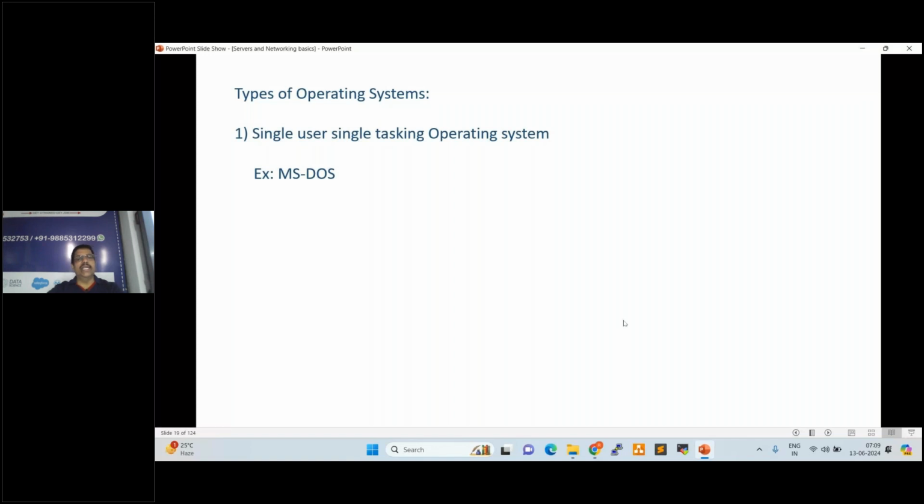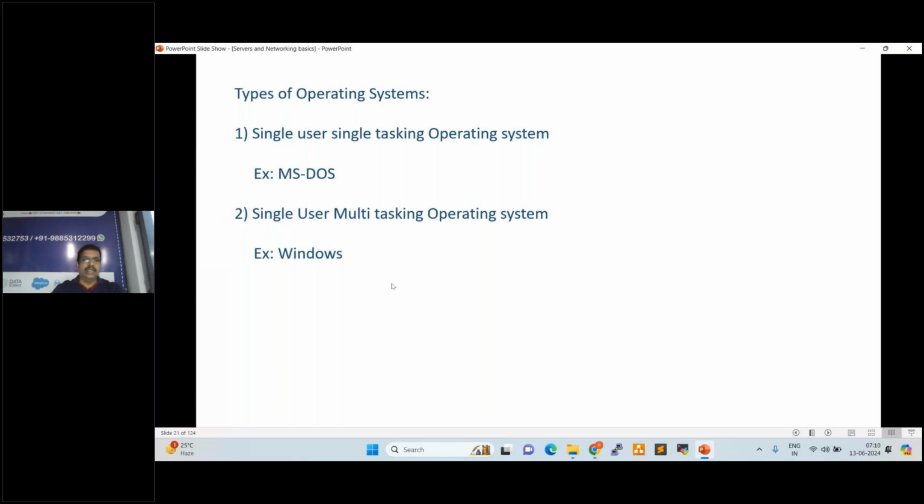The second one is a single-user, multitasking operating system. In this type, one user can log into the system and can perform multiple tasks at a time. For example, Windows. While browsing the internet, we can run background audio. While working on any activity, we can run audio. So one user can perform multiple tasks in Windows. This is the second type of operating system.